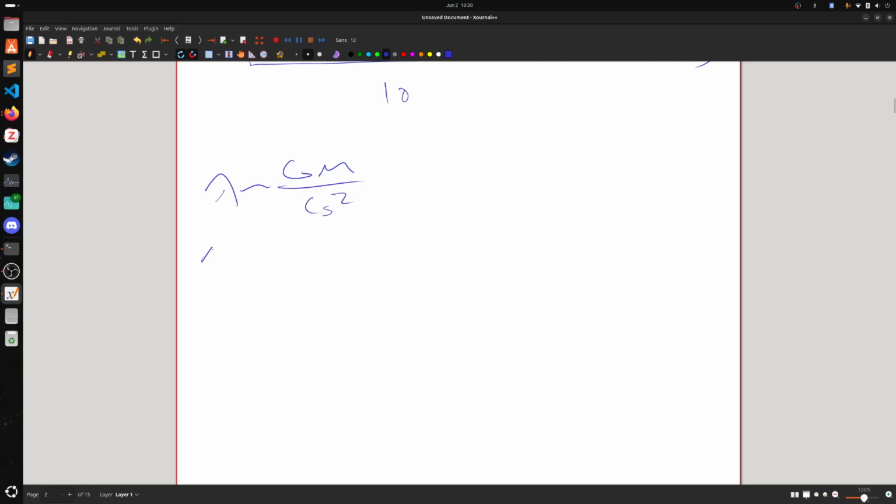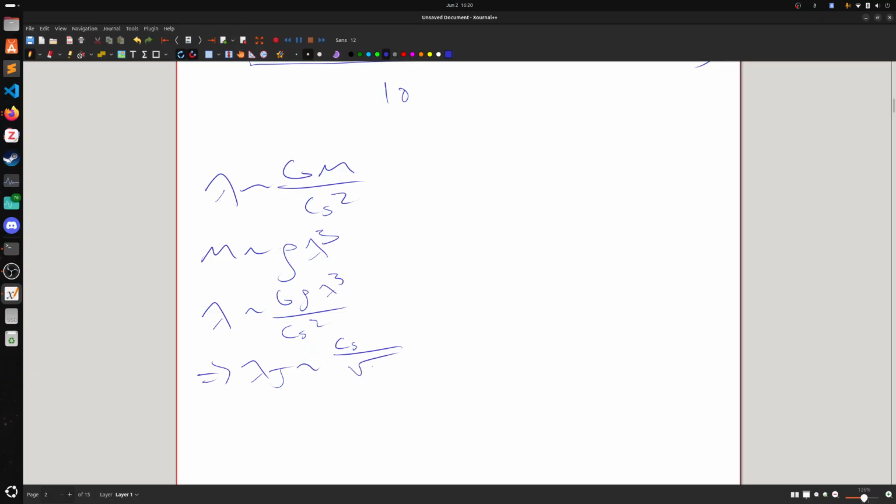Now mass goes as rho lambda cubed, right? Because this is your length, this is your density. So this is volume times mass per unit volume. This just gives you a mass, right? That means lambda goes as G rho lambda cubed on sound speed squared, implying lambda_J is roughly sound speed over square root of G rho. So lambda_J is proportional to sound speed times rho to the -1/2.